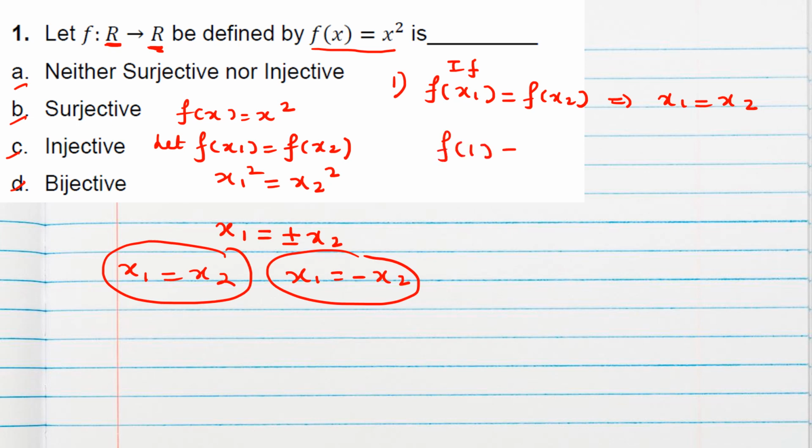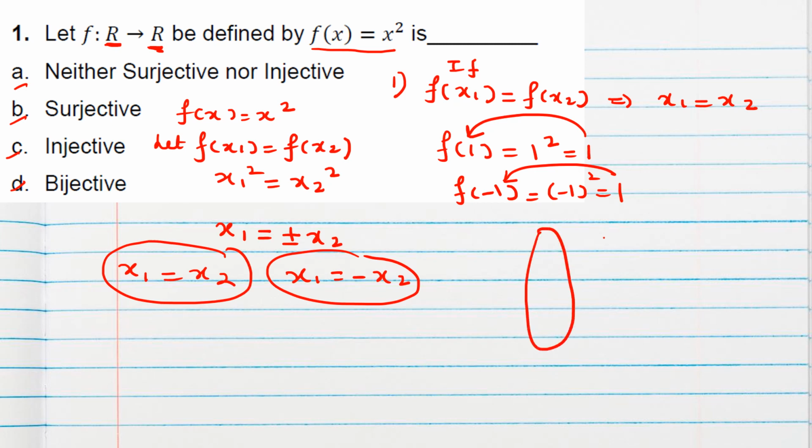For example, a particular example also we can take. Since f of 1 is 1 square, which is 1, f of minus 1 is also minus 1 square, which is 1. That means 1 is related to 1, and minus 1 is also related to 1. In an arrow diagram, if you are drawing, each particular element should be related with one element only. But here we can see 1 and minus 1 are both related to 1. So this is actually an example of many one. f of 1 is 1, f of minus 1 is also 1. So it is not injective.